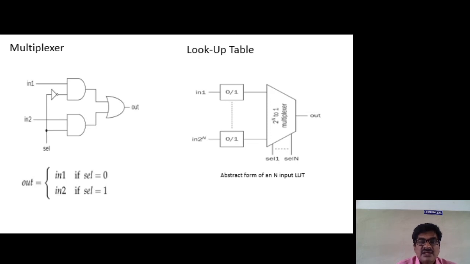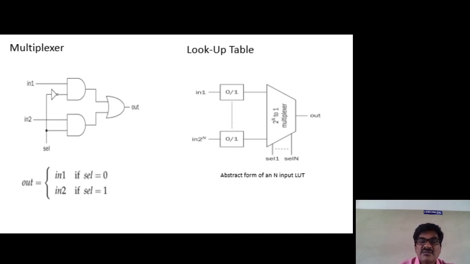Now coming to another block which you observed in the CLB, that is the lookup table. So what does lookup table mean? It consists of a group of flip-flops connected at the input of the multiplexer.